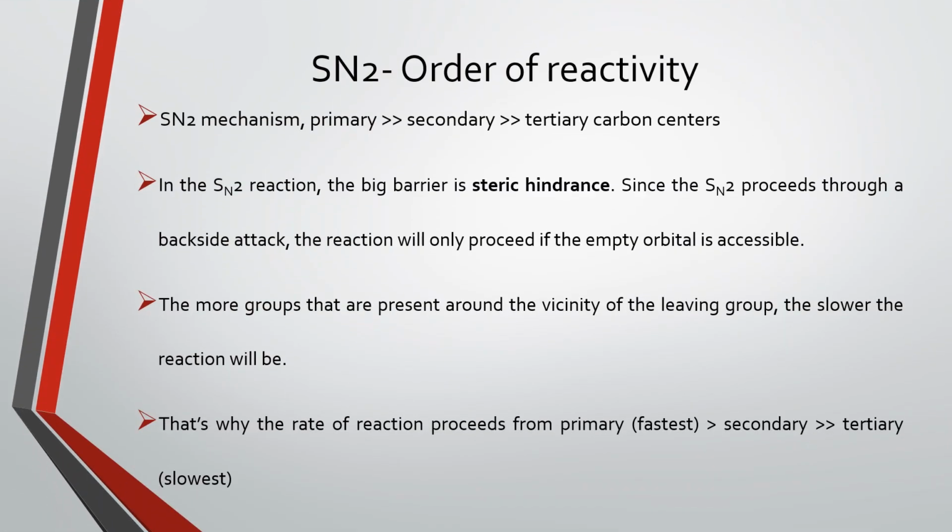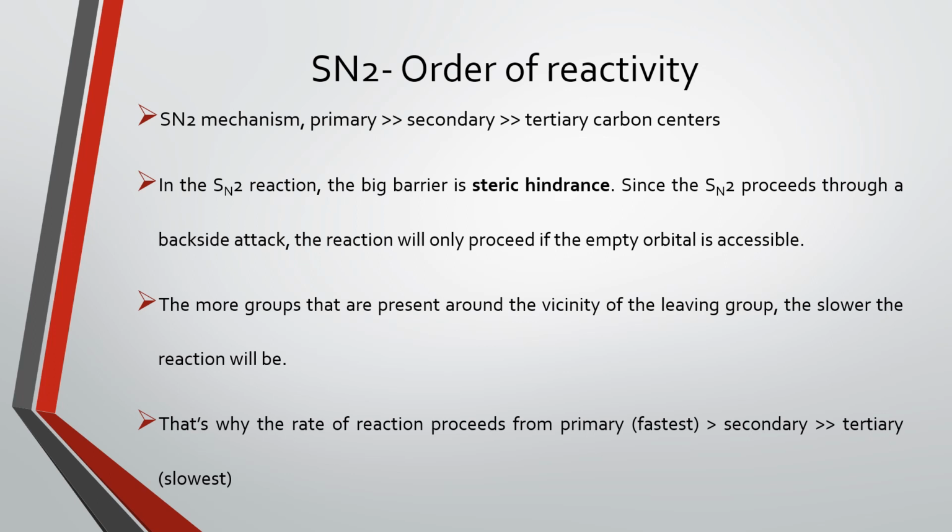Now, order of reactivity. The SN2 mechanism follows the order that primary alkyl halides are more reactive as compared to secondary alkyl halides, and secondary alkyl halides are more reactive as compared to tertiary alkyl halides. In the SN2 reaction, the big barrier is steric hindrance. Since the SN2 proceeds through a backside attack, the reaction will only proceed if the empty orbital is accessible. The more groups that are present around the vicinity of the leaving group, the slower the reaction will be.